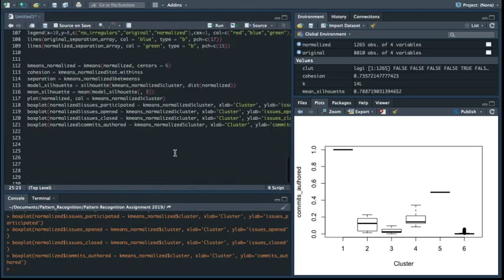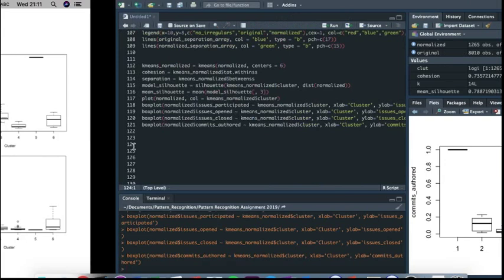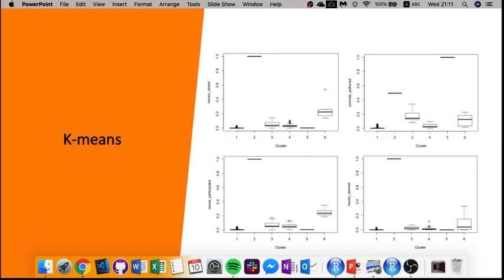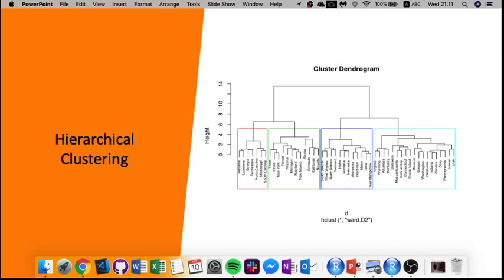Not that hardcore, it's copy-paste, but we are cool anyway. So the next algorithm we are going to use is hierarchical. And hierarchical clustering, again, Stergios is going to try to explain to you what is happening.